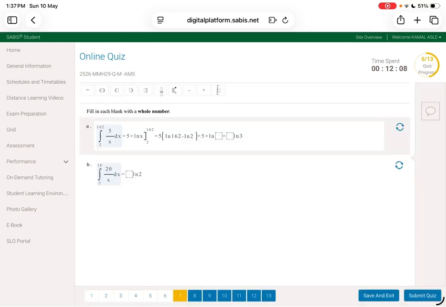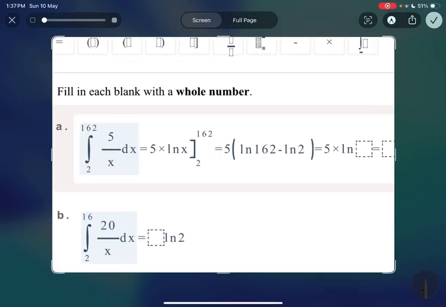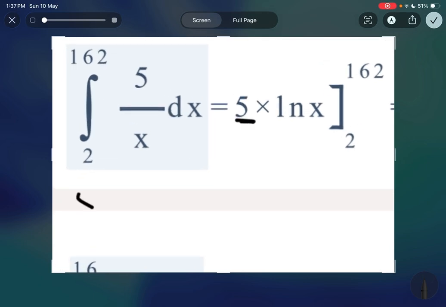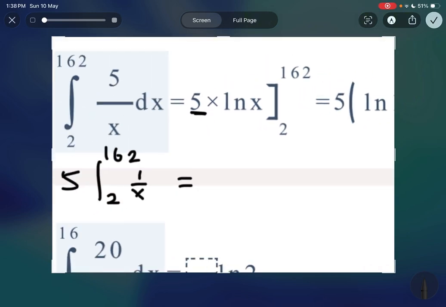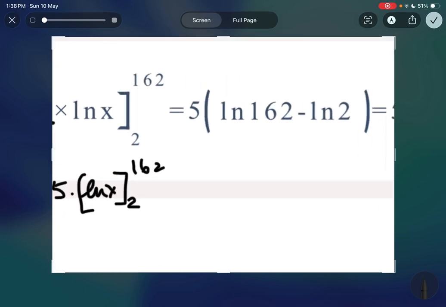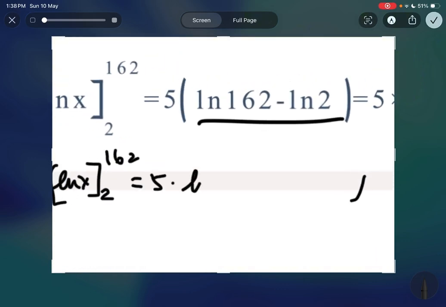Question number 7. Here there's 2 parts. Okay, this is very easy also. So here they give you the integral from 2 to 162 of 5 over x dx. So as you know, you take 5 outside. So it's now 5 times the integral from 2 to 162 of 1 over x. This will become 5 times ln of x from 2 to 162, right? Which is the same thing as this. But then it will become 5 times ln of 162 minus ln of 2.